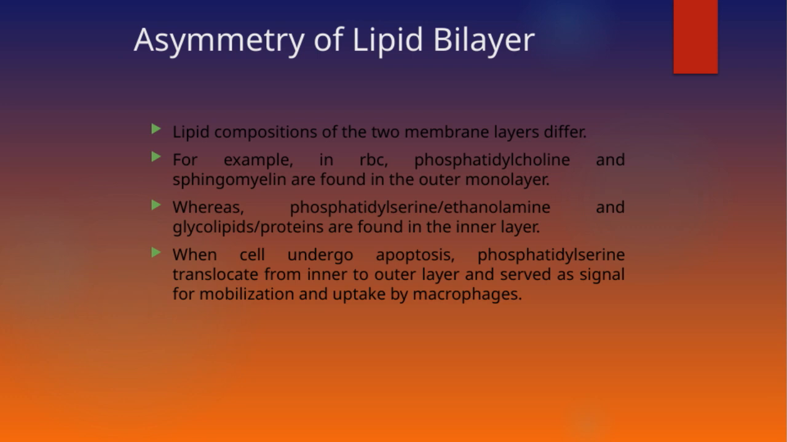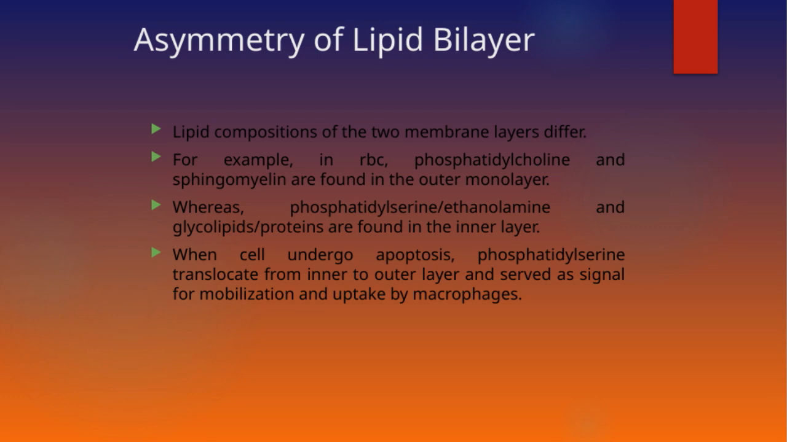These lipids help maintain the cell's structure and interact with the environment. On the other hand, the inner layer contains phosphatidylserine, ethanolamine, and various glycolipids and proteins. This asymmetry is not just structural. It plays crucial roles in cell signaling and membrane dynamics.